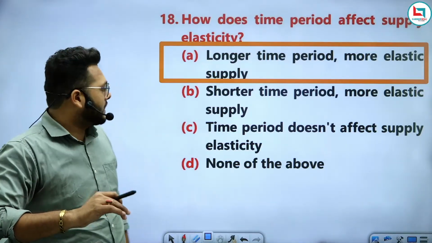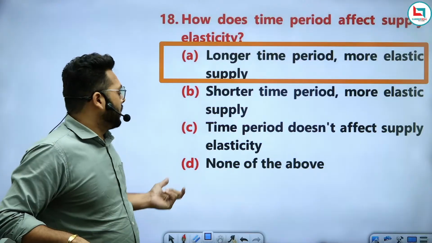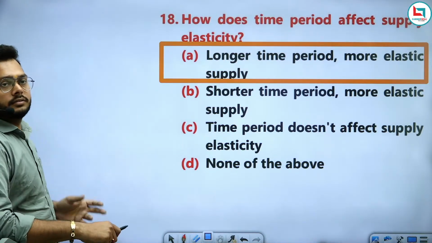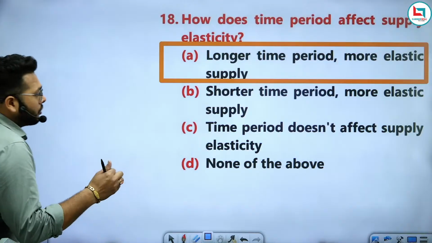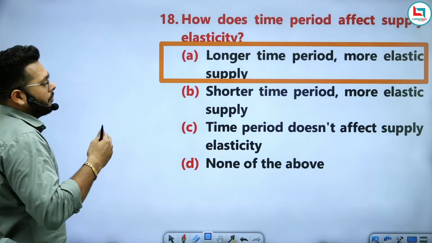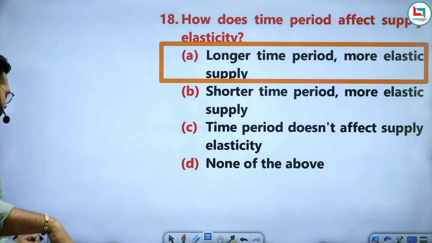It means we can say option C will also not be there. None of the above is nothing. So A will be your right answer. You need to understand all the options so that you can understand which options must be eliminated and which option must be the right answer.